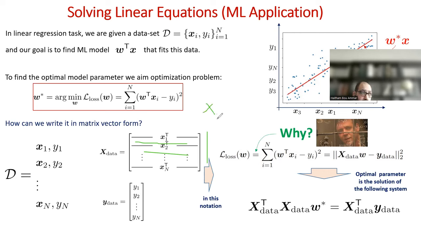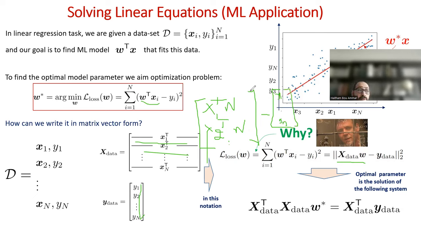So you'll have x1 transpose times w, then x2 transpose times w. Now, notice in our notation it is w transpose x. Are those equal? Think about why w transpose x is the same as x transpose w. So when we do X times w, we will get this vector made of those. And we subtract from that this vector, y1, y2, up to yn. So you'll have x1 transpose w minus y1 as the first component, x2 transpose w minus y2, and so on.